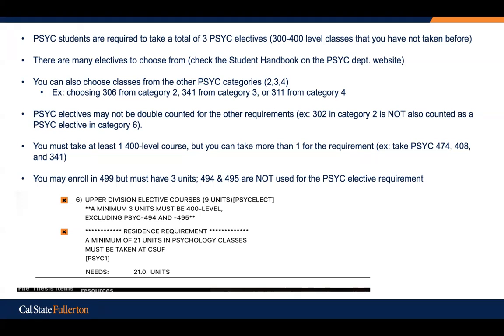And lastly, thing to keep in mind with this is that you can enroll in 499, which is our research assistance. If you're working in a lab for a professor, make sure you enroll in 3 units to have this count as an elective. 494 and 495 are not used for this section. So pretty much all the different 400s are good to go. Those 2 classes do not fall under this category.